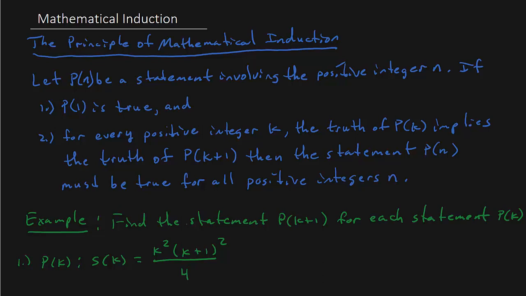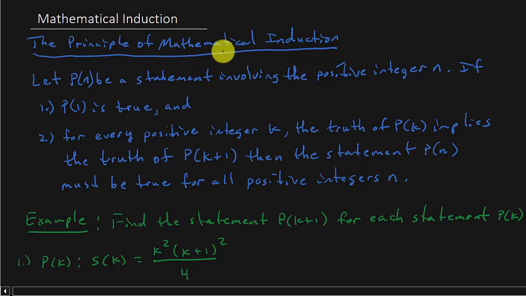So here we have the principle of mathematical induction. It says let P of n be a statement involving the positive integers n. And if P of 1 is true, so if it's true for n equals 1, and for every positive integer k, the truth of P of k implies the truth of P of k plus 1, then the statement P of n must be true for all positive integers n.